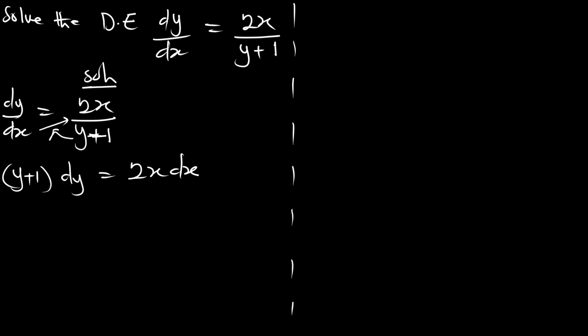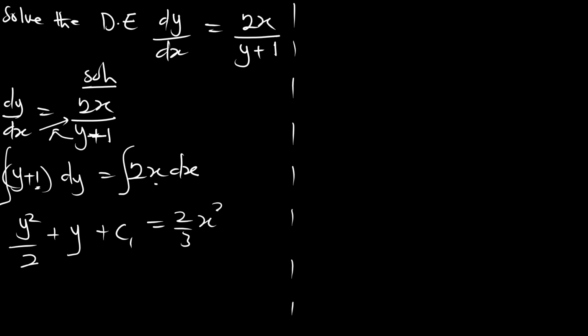Apply integration. So integrating y will give us y squared on 2. Integrating 1 will give us y plus a c1. That's the constant of integration. Integrating this will give us what? We are going to get the expression 2 on 3... x squared plus c2. Is that it? Yes, that's what we are getting.